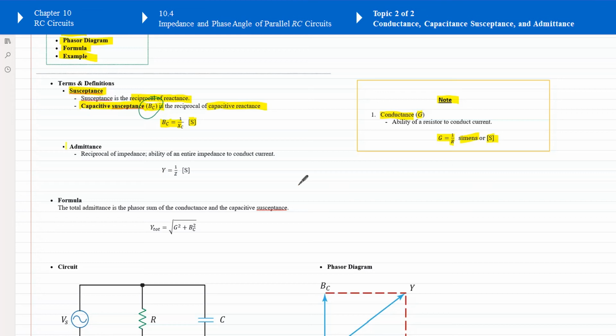The next term is admittance. Admittance is the reciprocal of impedance. So that is the ability for the entire impedance to conduct current. Not just a resistor, not just for a capacitor. So the letter that represents admittance is Y. Y, it is defined as 1 over impedance Z, is also a kind of conductance, so same unit, Siemens, S.